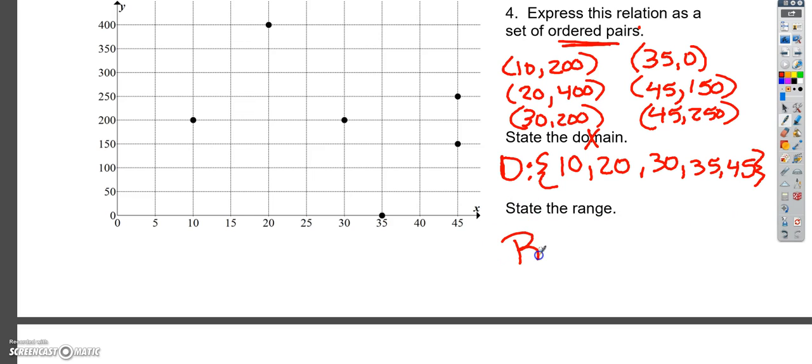The range are the y values, and that would be 200, 400, 200, 0, 150, 250. We have to put them in order from least to greatest, so 0, 150, 200, but we only write it once, 250, and 400, and the closing bracket.